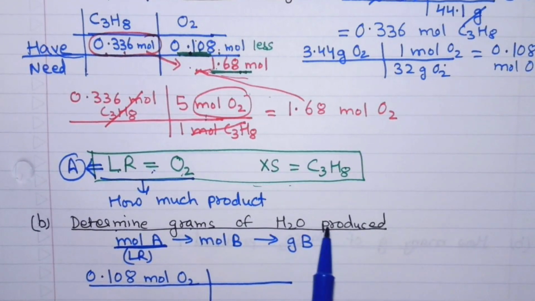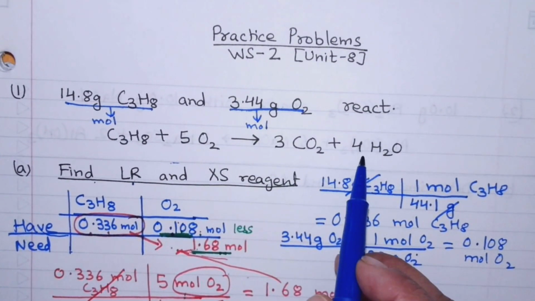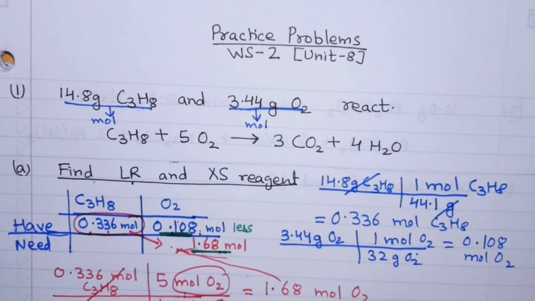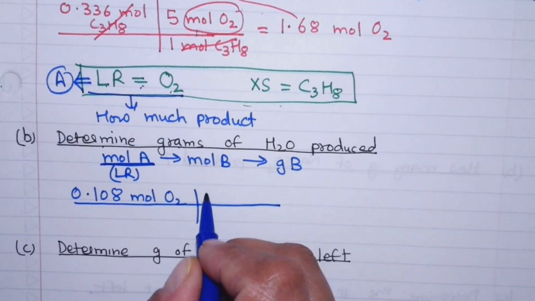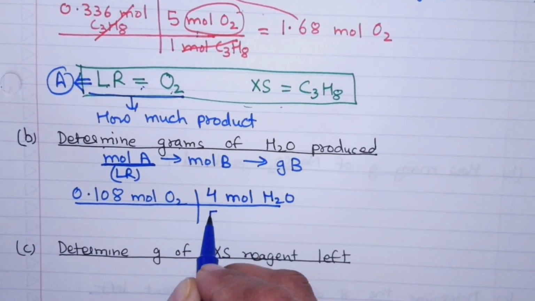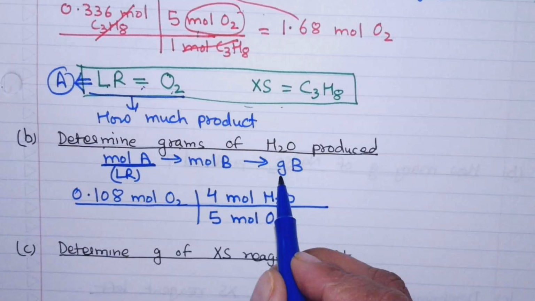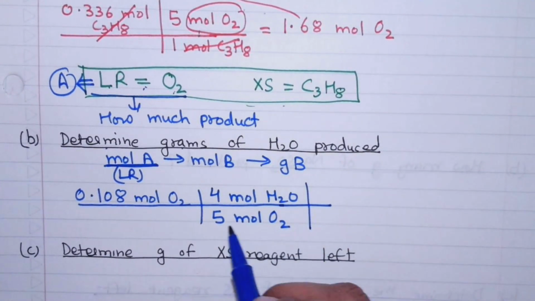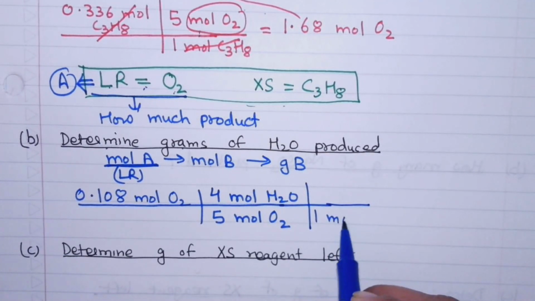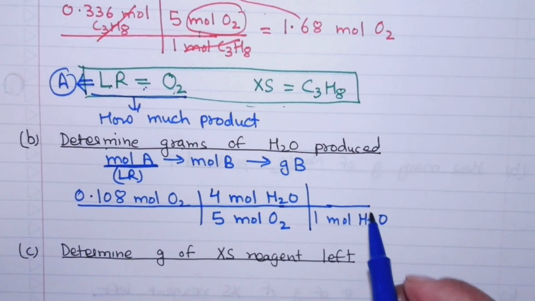Determine how many grams of water is produced, right? So what is the mole ratio of water to oxygen? It's 4 moles water to 5 moles oxygen. So I'm going to write it there. 4 moles water equals 5 moles oxygen, right? But since we need the grams, convert the moles of water to grams. So 1 mole water is equal to how many grams of water?